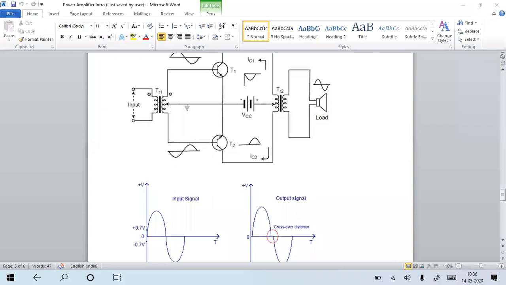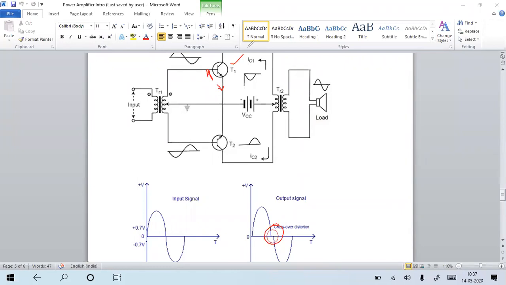What is the major disadvantage in the output of class B, either complementary type or push-pull type? The problem is crossover distortion. What is crossover distortion? Ideally we consider all transistors to be lossless, but practically a transistor has some cut-in voltage from base to emitter. Whether it is an NPN or a PNP transistor, it needs some voltage to break the junction. That voltage is required to turn it on, and it is called the cut-in voltage or breakover voltage.